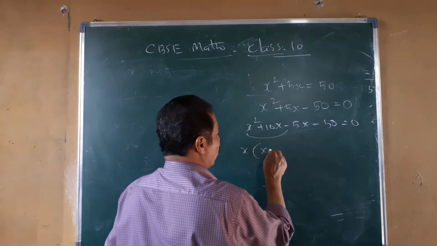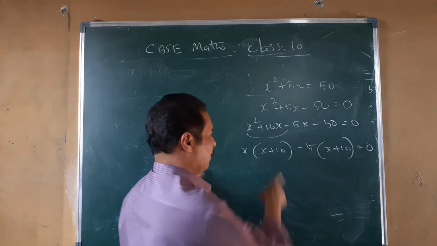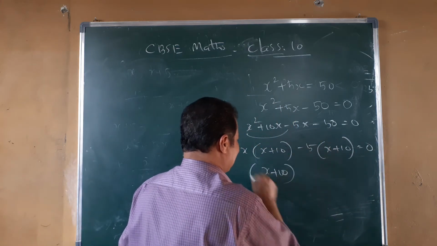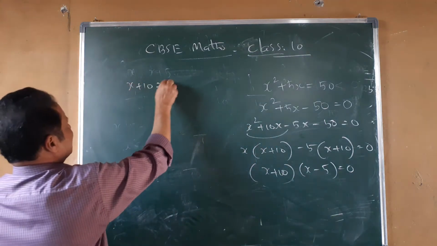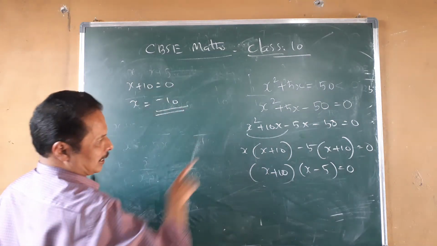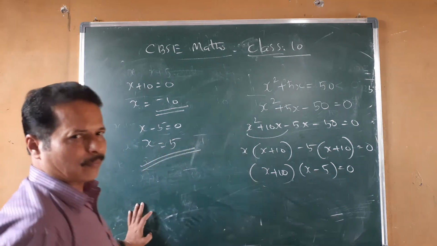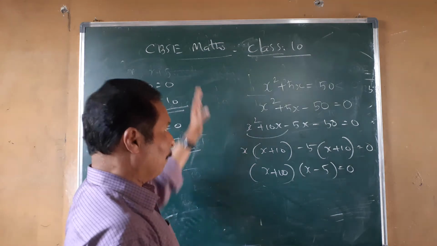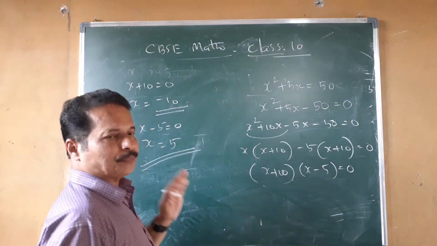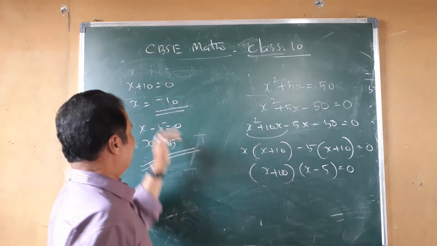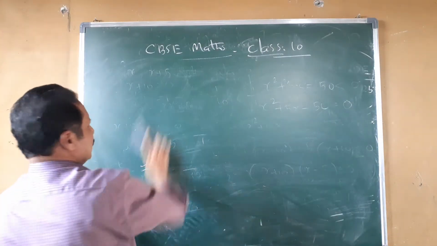You remember factorization by splitting the middle term. Here you take x as a common factor, here you take minus 5 as a common factor. So x plus 10 and x minus 5. Let x plus 10 equal to 0, x is equal to minus 10. Another answer, x minus 5 equal to 0, x is equal to 5. It is not compulsory to complete the problem by the quadratic formula. Use splitting the middle term, completing the square method, any method. Now your answers are minus 10 and 5.